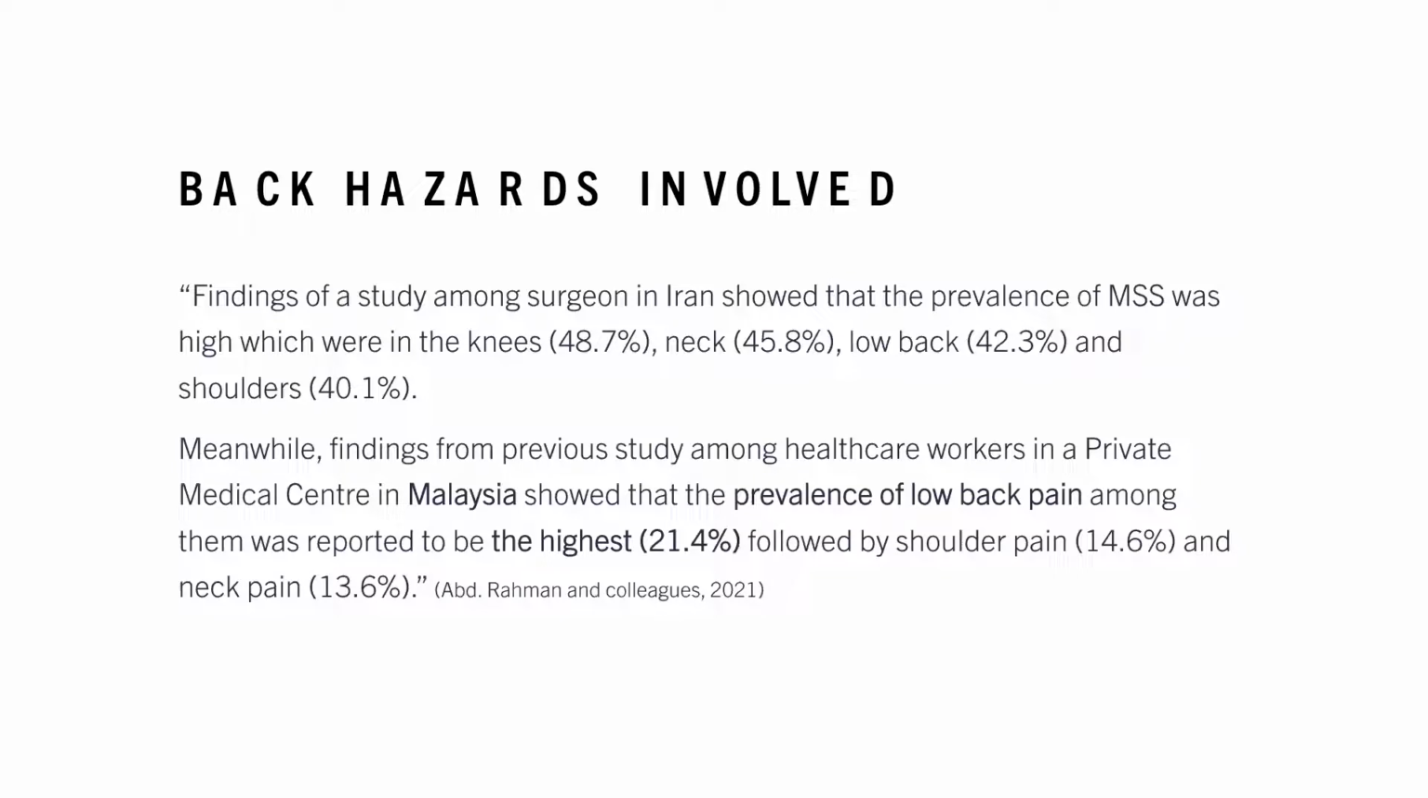Findings of a study among surgeons in Iran showed that the prevalence of musculoskeletal symptoms was high, in the knees at 48.7%, neck 45.8%, lower back at 42.3%, and shoulders at 40.1%. However, in Malaysia, research at a private medical center found that the prevalence of lower back pain was reported to be the highest, at 21.4%, followed by shoulder pain at 14.6% and neck pain at 13.6%.